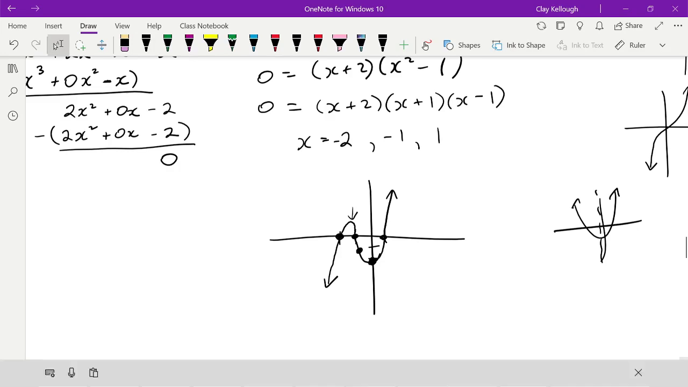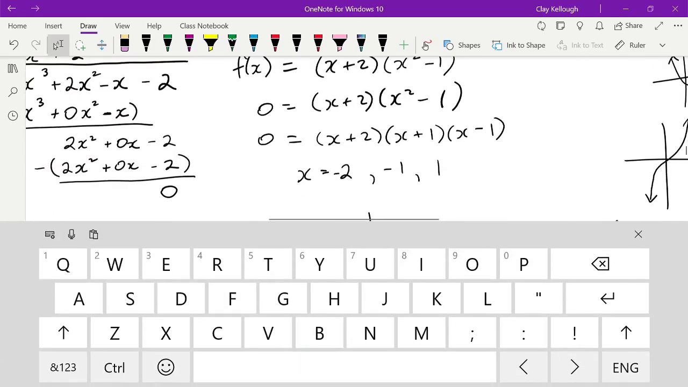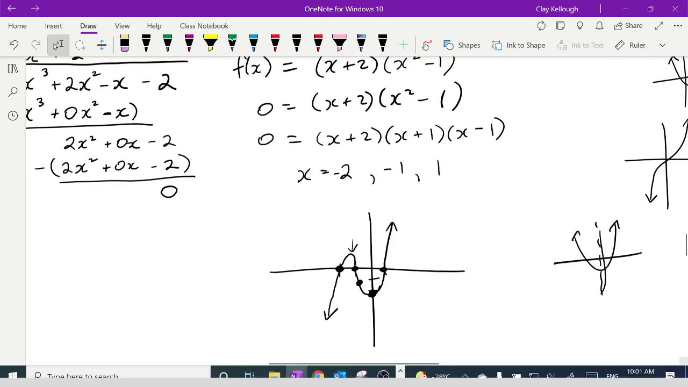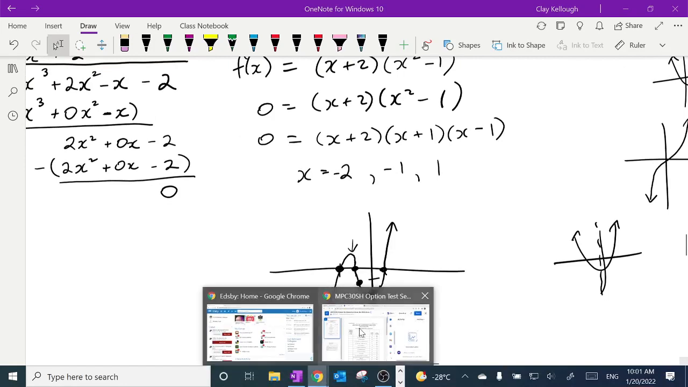Let's see if I'm right about this. So what is it again? You can help me out here. Let me type it in Desmos.